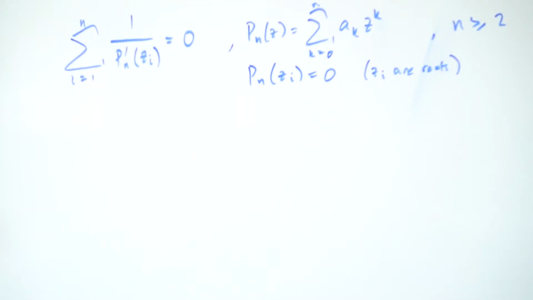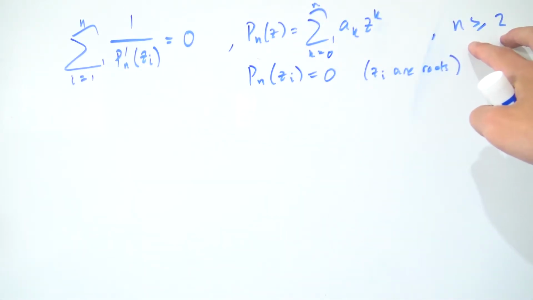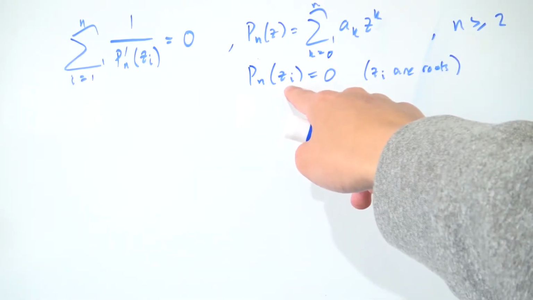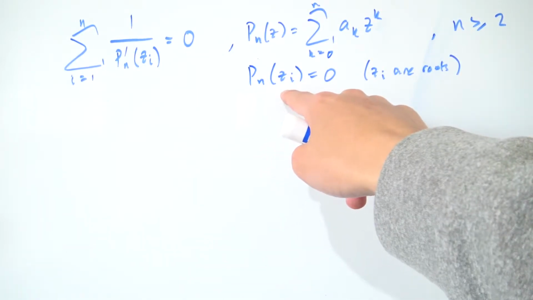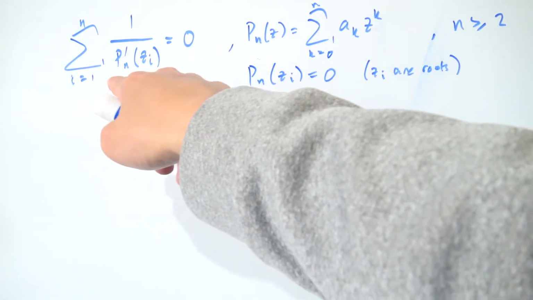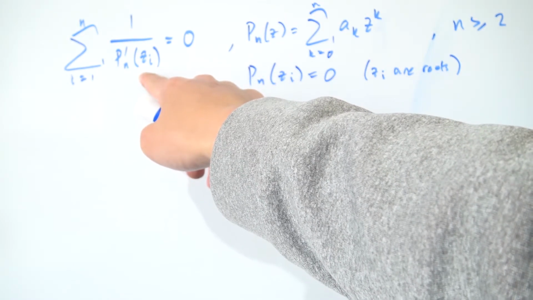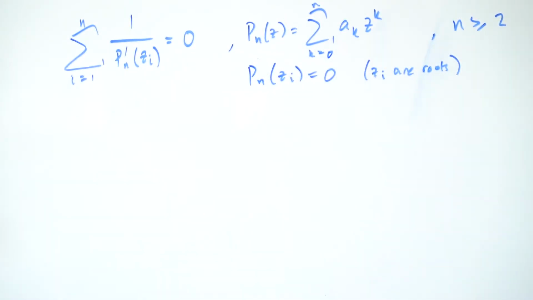Alright, hello everybody, and today I'm going to be proving a very interesting polynomial identity, which says that if you take any polynomial of degree n, where n is greater than 2, so our polynomial is a quadratic or higher, and if you take all the roots of our polynomial, I'm going to call the roots zi for now, so Pn of zi is equal to 0. Then if you take the sum of the reciprocal of the derivative of the polynomial, evaluated at all of its roots right here, the answer is going to give you 0.